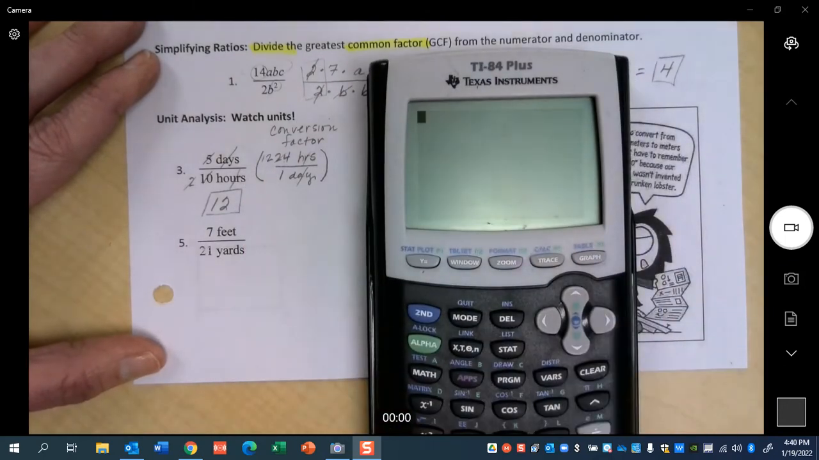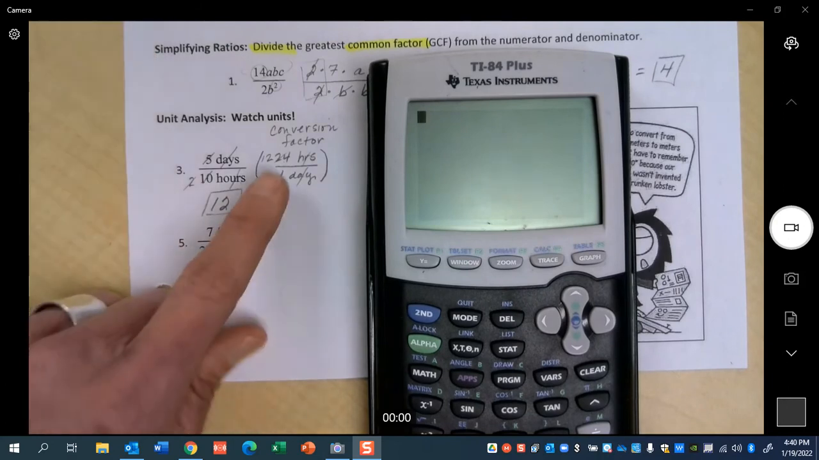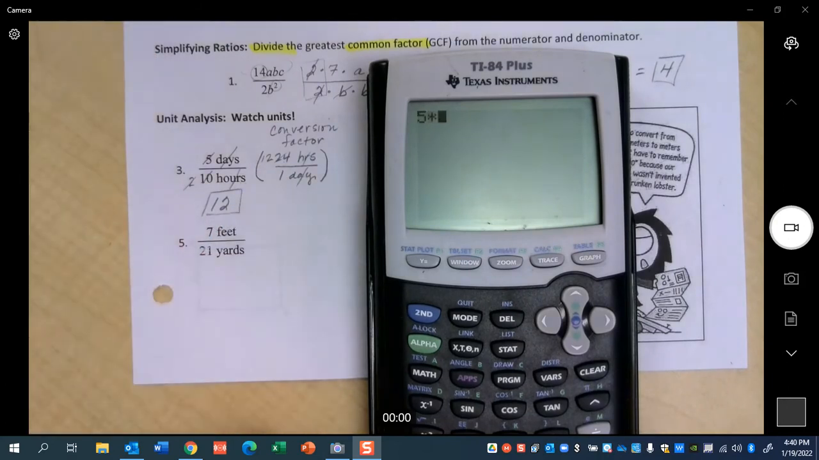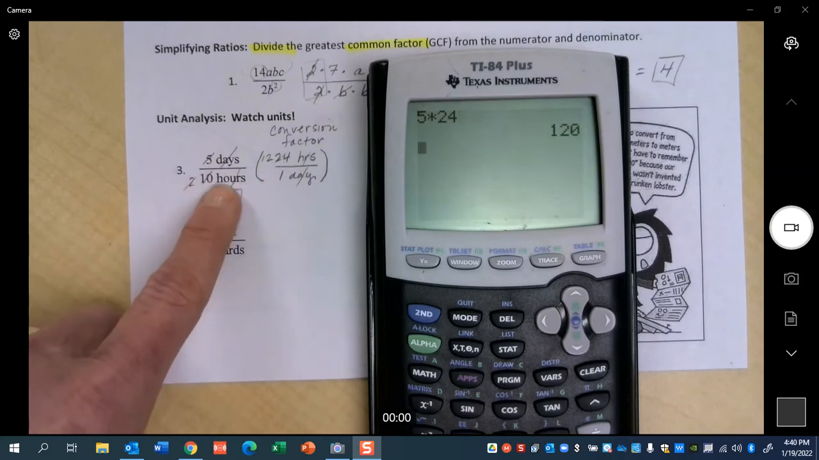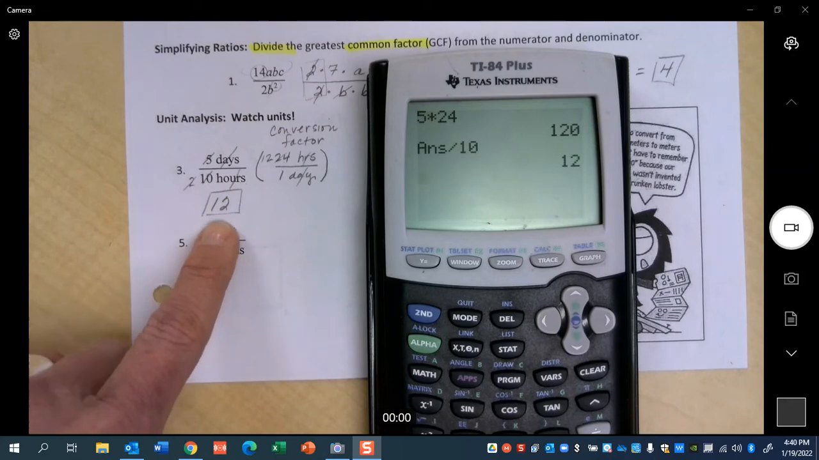If you'd rather use your calculator, you can. Again, multiplying fractions is no problem. 5 times 24, top times top, and then we want to divide by that numerator, and that's how I get my 12.